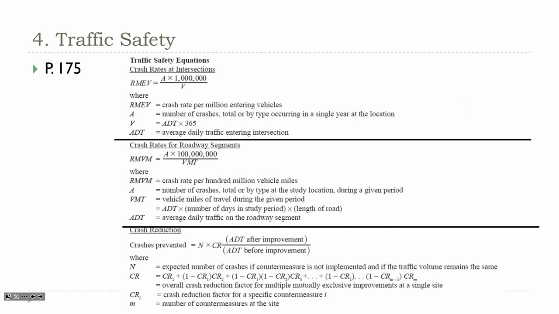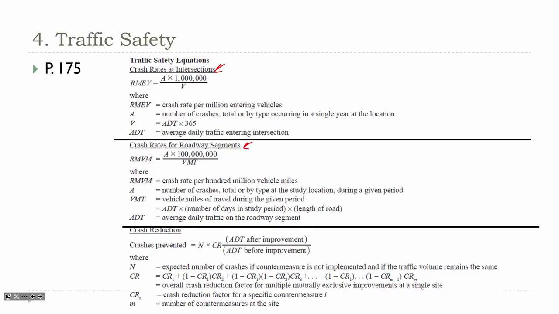So page 175, and they just updated this in the most recent version, web version 9.3. 9.2 had some errors in it. But we have the RMEV, so they tell you, they didn't used to have this row in here, so you kind of had to know which equation applied to intersections and which applied to road segments. Kind of surprised they added that.